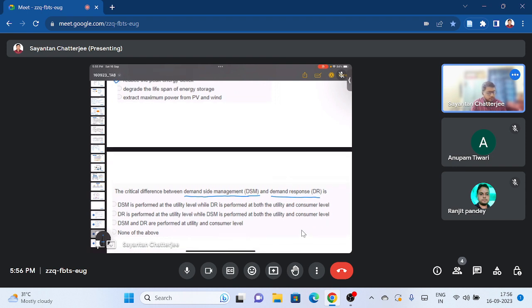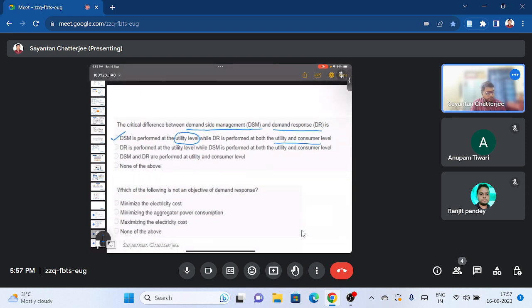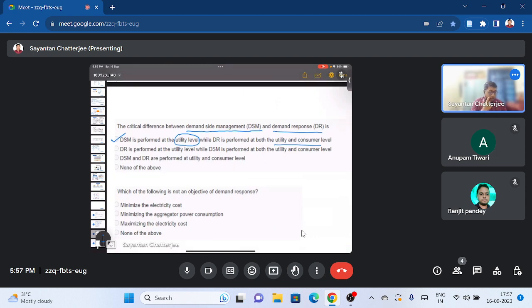Mainly demand side management deals with the utility level. Okay, and DR is both the utility and the consumer level. But in this option, DR is performed at the utility. Demand response is performed, but DSM is not performed at the consumer level. This is wrong, and this is also wrong because DSM is not performed at consumer level. So the only answer is this one: DSM is performed at the utility level.